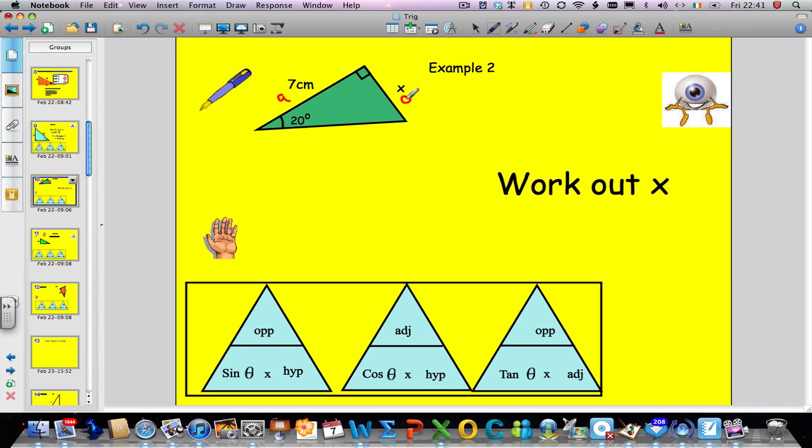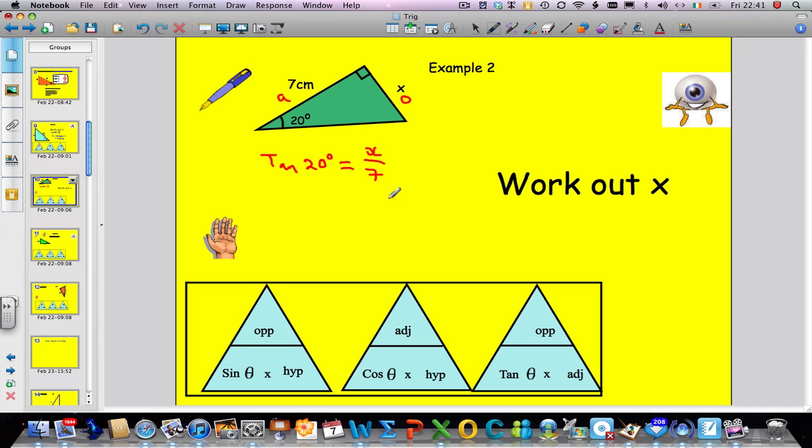Which formula involves opposite and adjacent? Looking through my triangles here, I can see that this is the formula I'm dealing with. It's the opposite and the adjacent. Now I'm going to set up my equation. Let me work that out, it should be this. I know that tan of 20 is equal to the opposite over the adjacent. Opposite is x, the adjacent is 7.